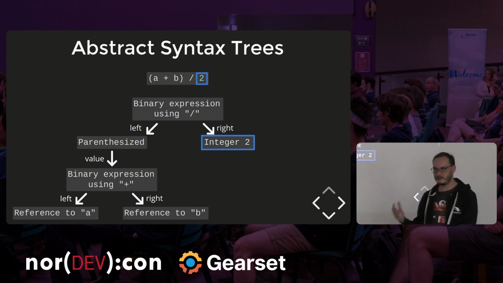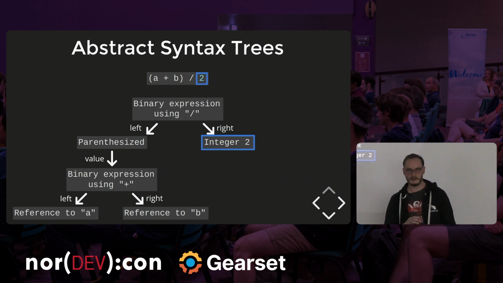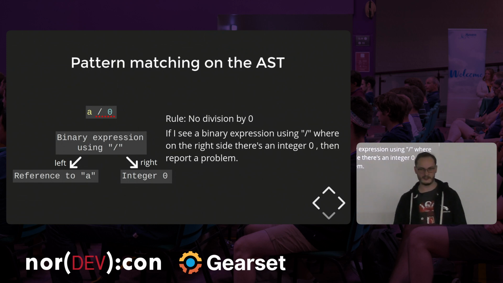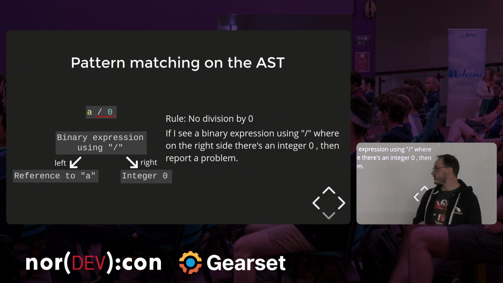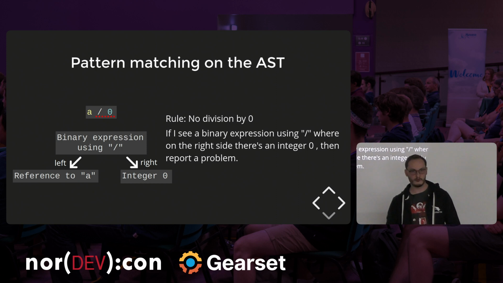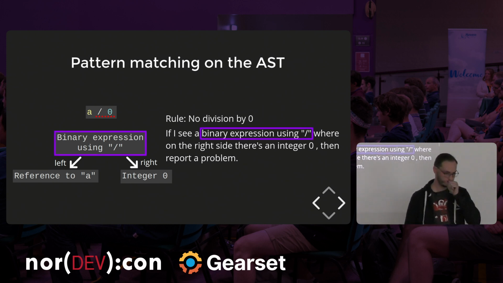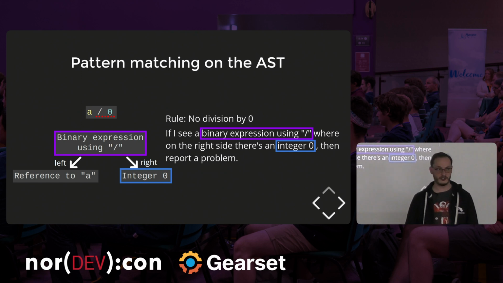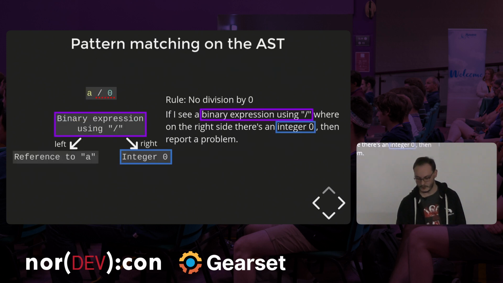And that is exactly what a linter does. It makes it very easy to find some patterns. Basically, we're pattern matching on the AST. So let's say we wanted to have a simple rule to report divisions by 0. Well, in that case, the only thing we care about is that at some point we find a binary expression using slash, and then on the right side of that, you have an integer 0. If you find that, you report an issue. And that's a very, very simple rule.